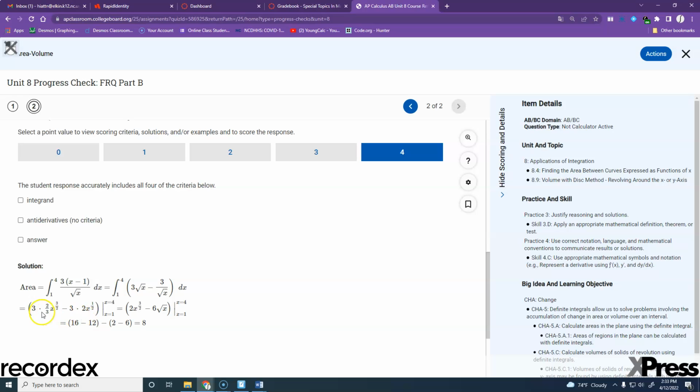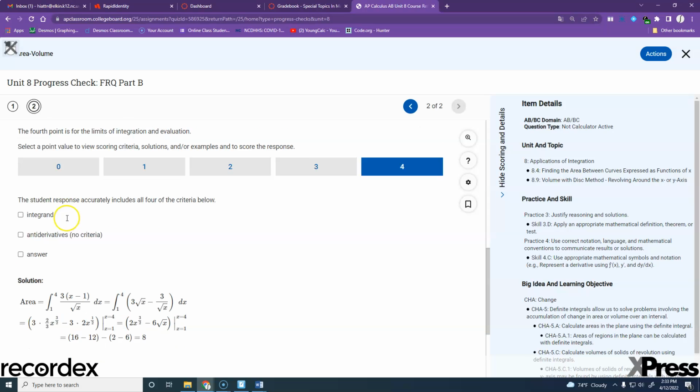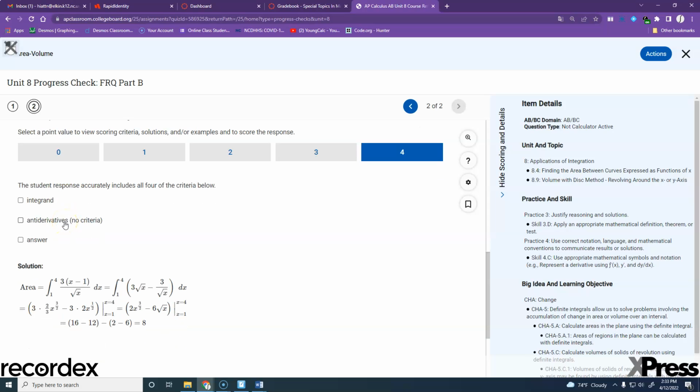Yeah. All right. When they integrate, they should get 2x to the 3/2 minus 6 square root of x, or x to the 1/2. And I believe, although there's only 3 check boxes here, this says this is worth 4 points. So I think that part would be the part that's worth 2 points. Well, it says all 4 of the criteria, and then it only has 2. And then the answer should be 8, but if they just plugged it in and left it, it would be okay.